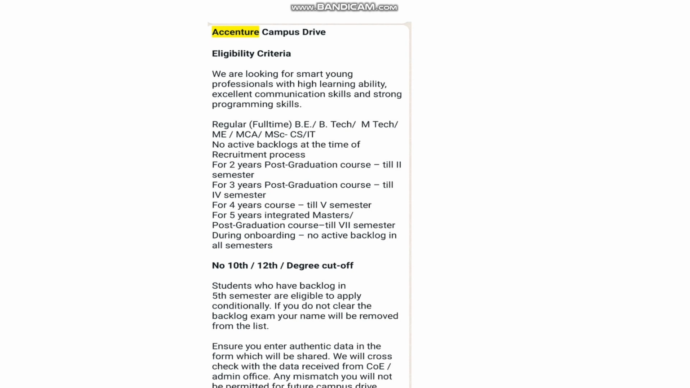So this is the only eligibility criteria Accenture has. Whether you get 50%, whether you get 55%, it doesn't matter. The main thing is you should not have any active backlogs. That's it they ask. So as you can see, there is no eligibility criteria for marks, something like 60 above, nothing. So I hope this doubt is cleared.